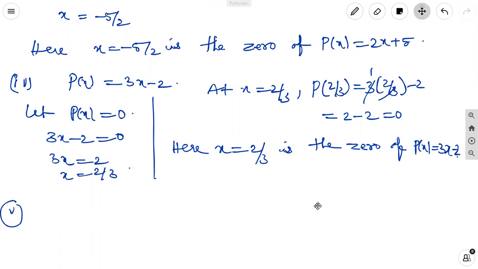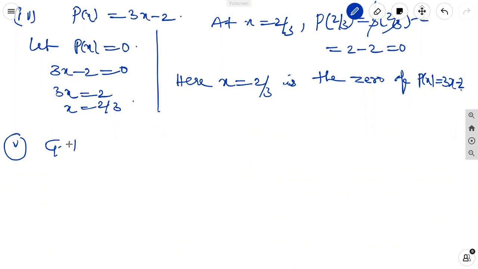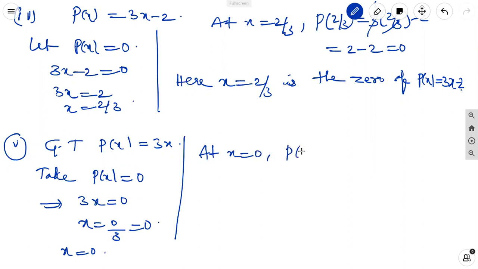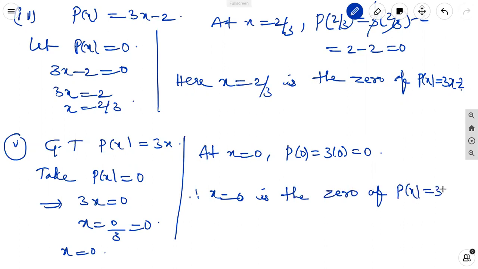Fifth one, given that p of x equal to 3x, take p of x equal to 0, then 3x equal to 0, x equal to 0 by 3 equal to 0. So check the value at x equal to 0. p of 0 equal to 3 into 0, which is 0. Therefore, x equal to 0 is the 0 of p of x equal to 3x.